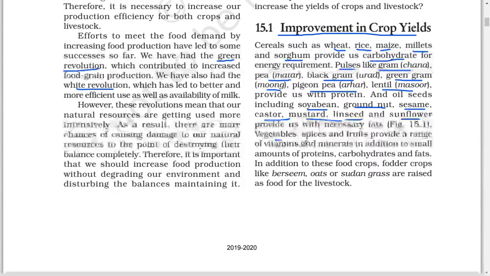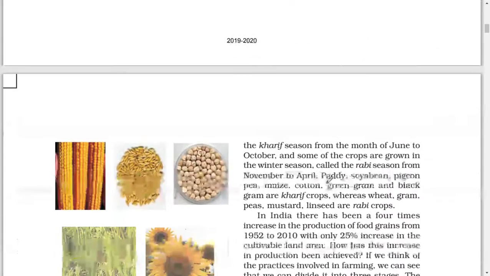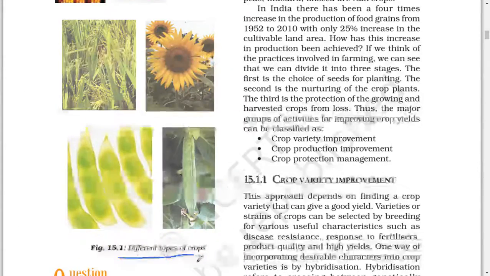Vegetables, spices, and fruits provide a range of vitamins and minerals, in addition to small amounts of protein, carbohydrate, and fat. In addition to these crops, fodder crops like barsim, oats, and Sudan grass are raised as food for the livestock. Different types of crops.